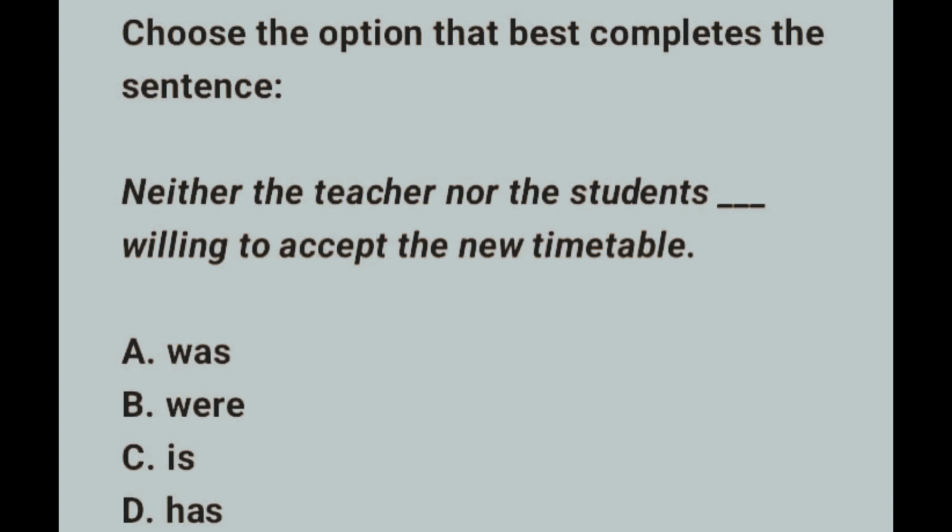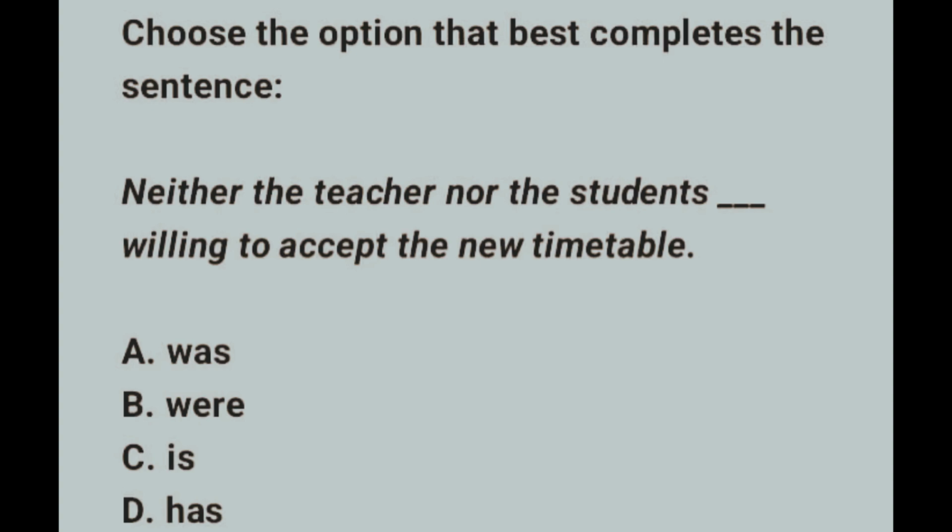Option A, was. Option B, were. Option C, is. And option D, has. The correct option here is option B, were. The sentence reads, neither the teacher nor the students were willing to accept the new timetable.